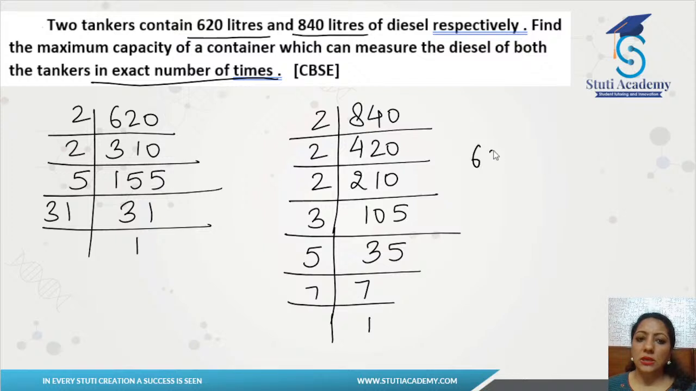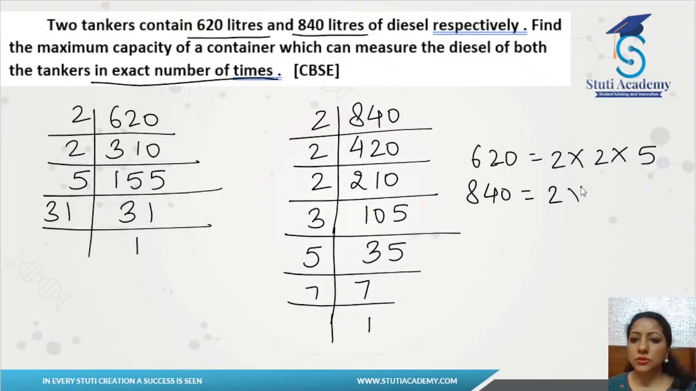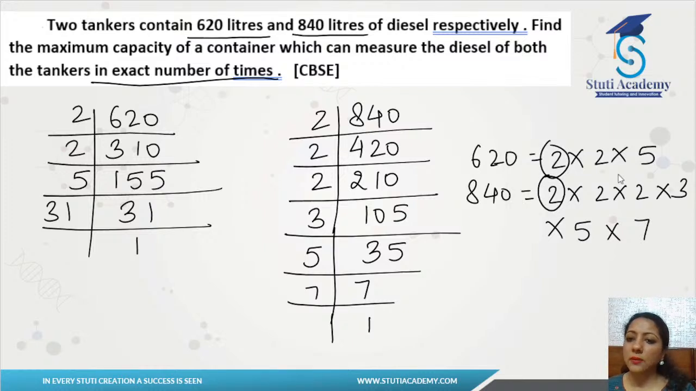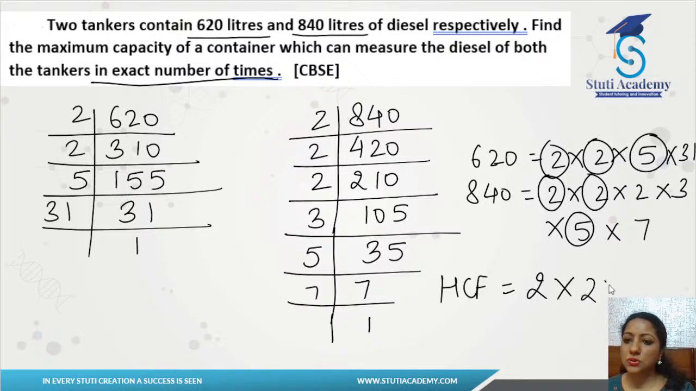So 620 is 2 into 2 into 5 into 31. 840 is 2 into 2 into 2 into 3 into 5 into 7. Now we are going to look for the common factors. We have 2 here. We have another 2 here. Then we have 5 here. Sorry, we have 31 also. I just missed out this 31. Okay. So now we have the HCF of 620 and 840 as 2 into 2 into 5.